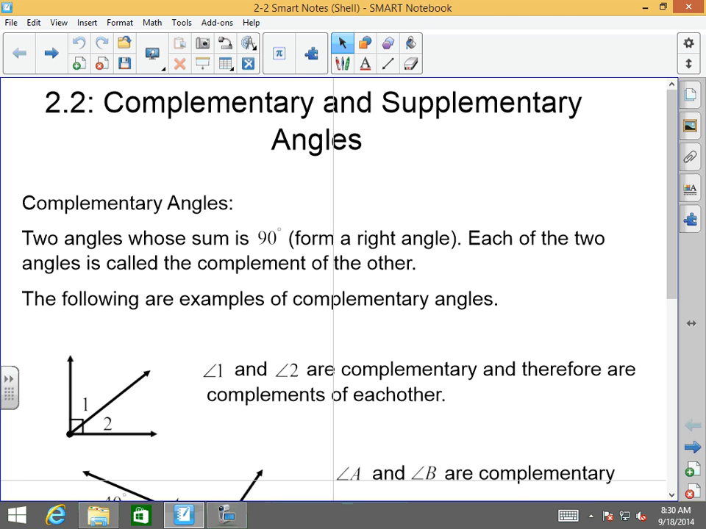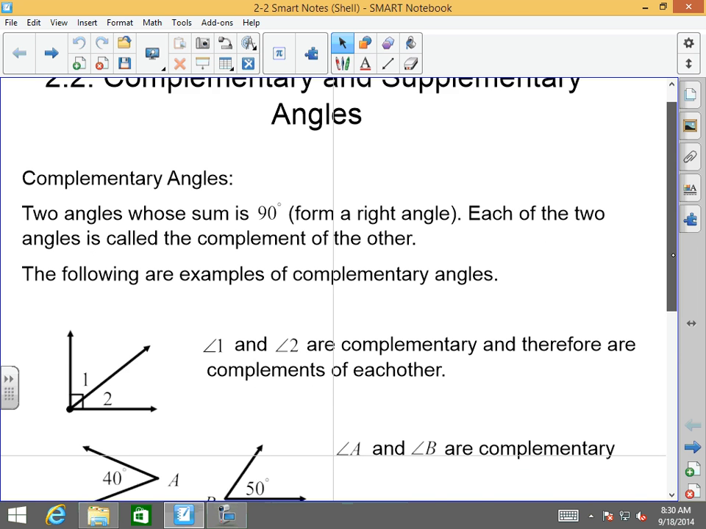First of all, guys, complementary angles. Complementary angles are two angles whose sum is 90 degrees. That means it's two angles that form a right angle. Each of the two angles is called the complement of the other, okay? For example, let's look at the following examples below.